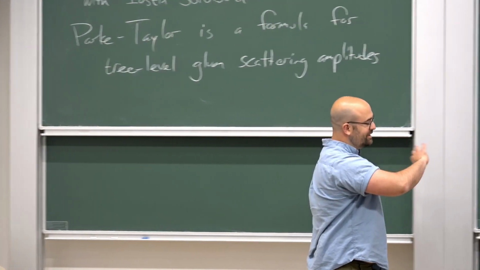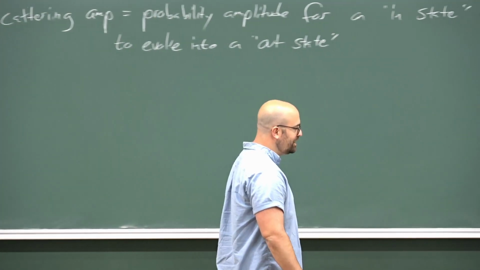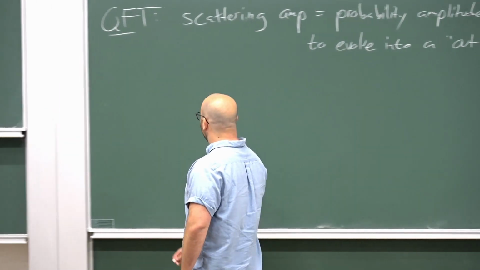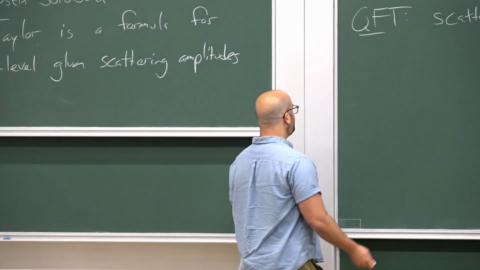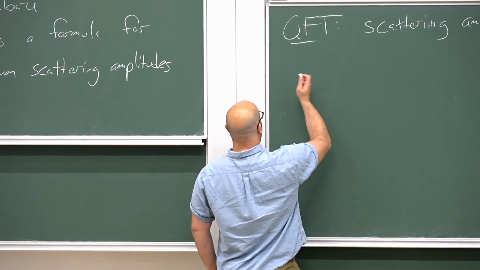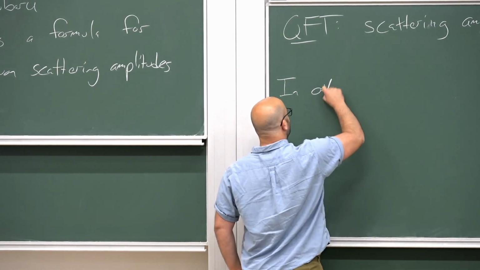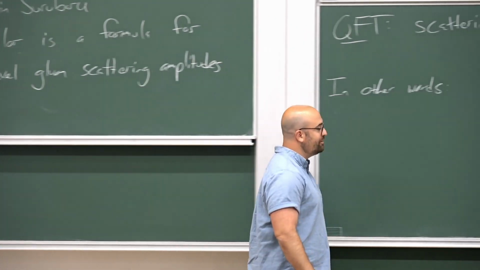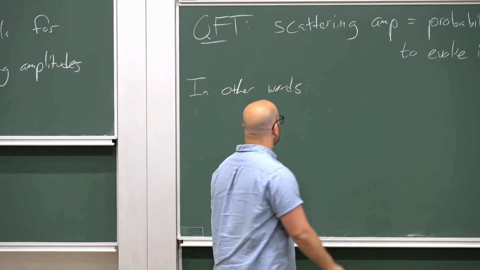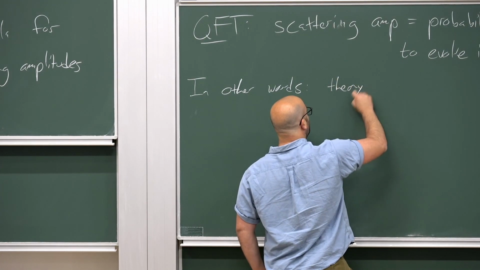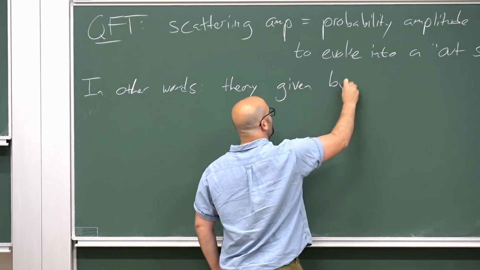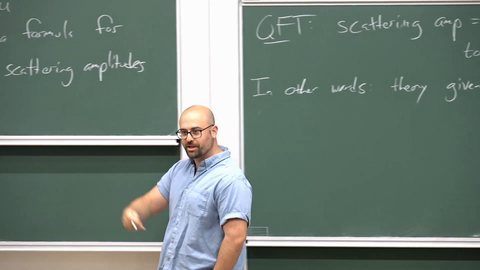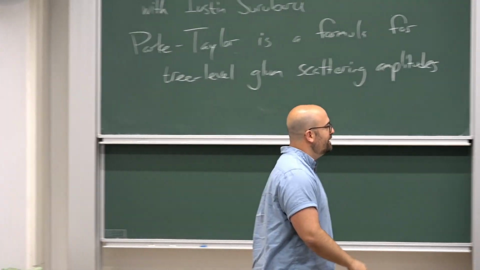But you can also define these things, at least order by order in perturbation theory, in a way that doesn't use any fancy physics terminology and just has a completely, if you like, variational definition. In other words, let's suppose we're given some theory in the form of a classical action function, this action S of phi. Phi looks like maybe it's meant to be a scalar, but it can be anything, some collection of fields. And this is a classical action.